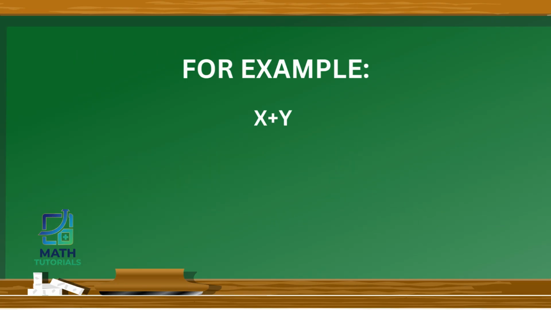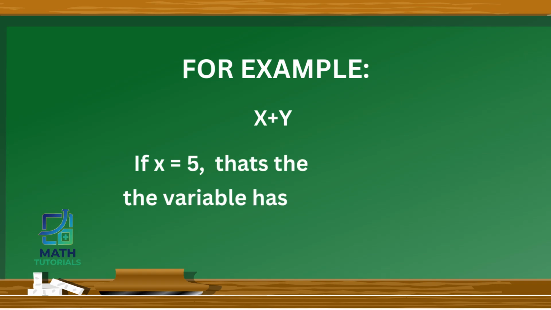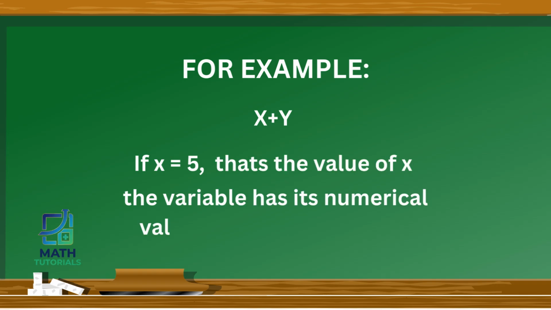X plus Y. X and Y are variables in this expression. And if X is equal to 5, that's the value of X. So we have our initial value for X, and it is 5 in this case. So that makes X a variable, because we represent the number 5 as X.